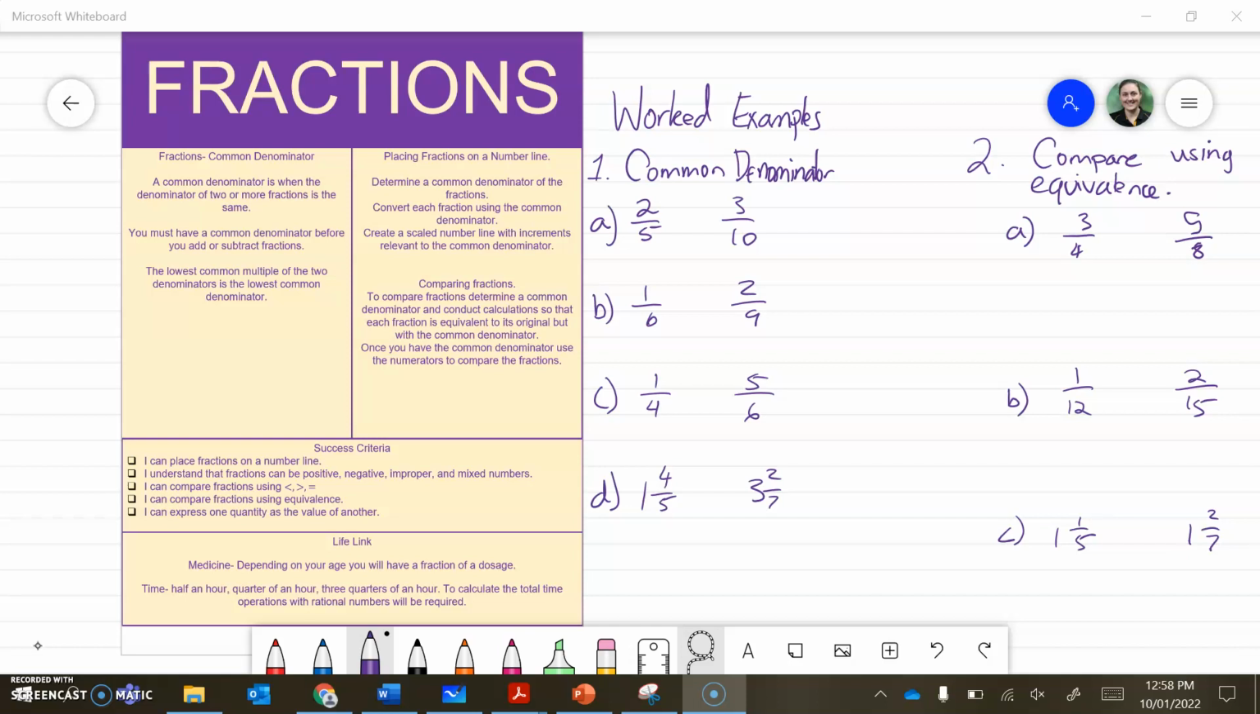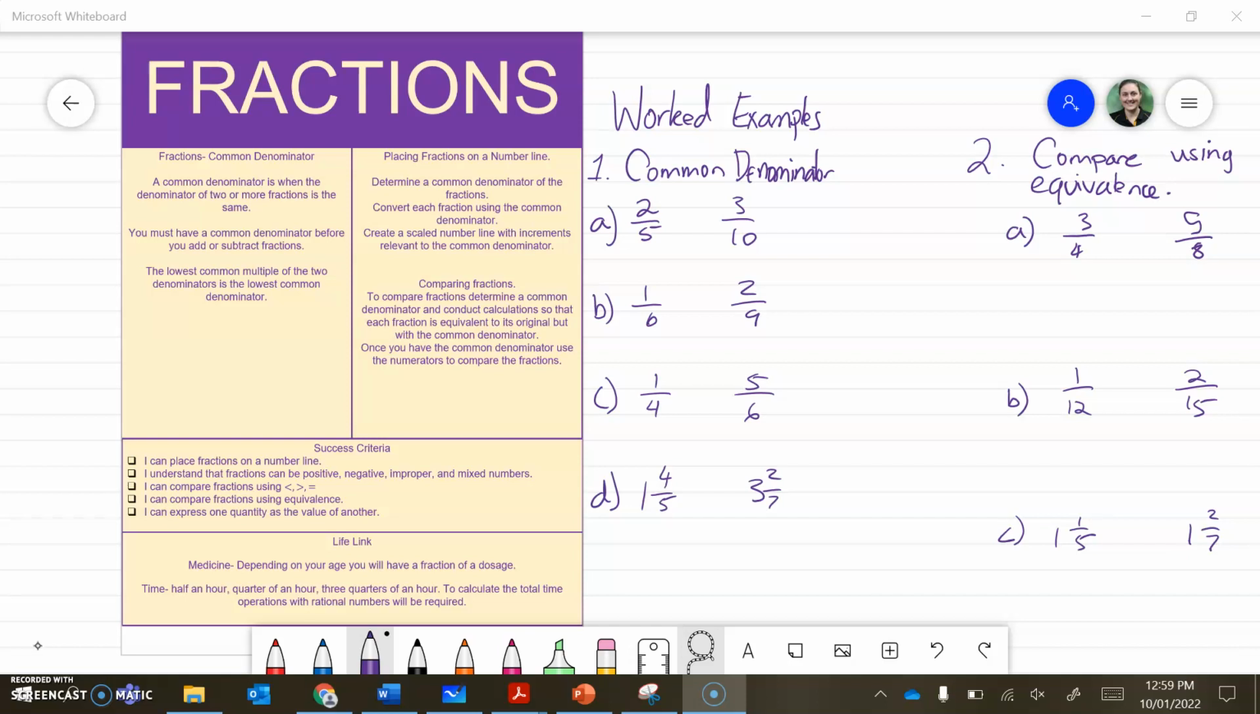We also need to be able to place fractions on a number line. So what we need to do is determine the common denominator of the fractions, convert each one using that common denominator, and then create a scaled number line to place each of those onto it. We also need to be able to compare fractions using equivalence. To do this, we make sure that each fraction we're comparing has a common denominator, and then we can compare with our less than, greater than, or equal sign.